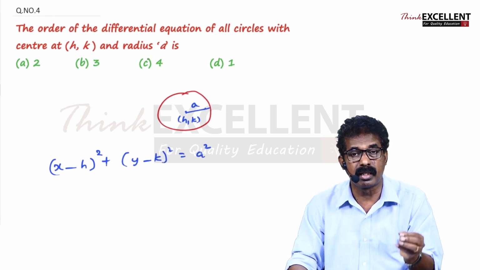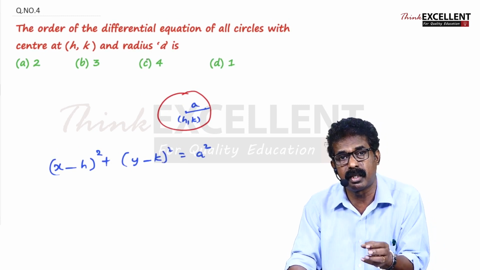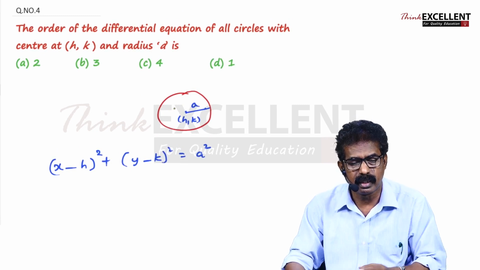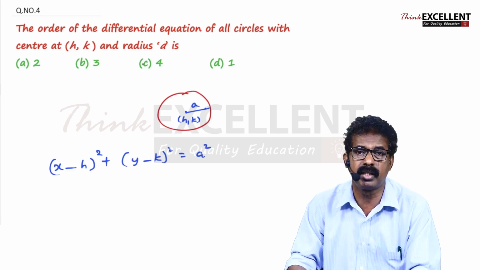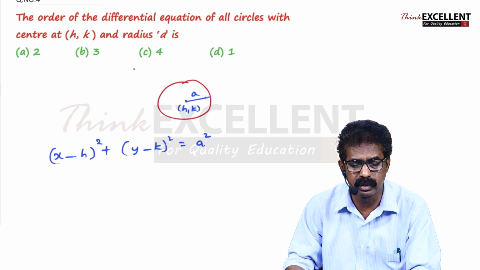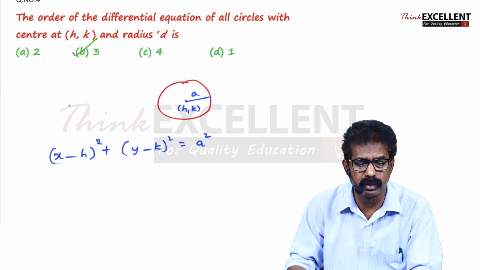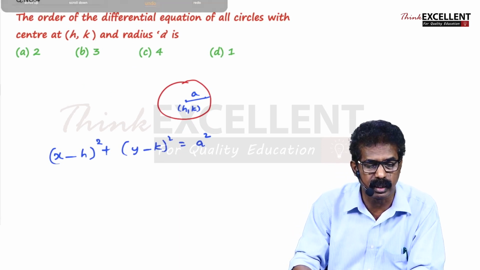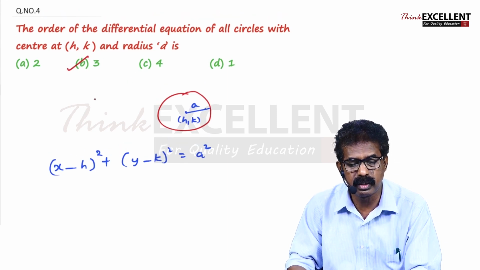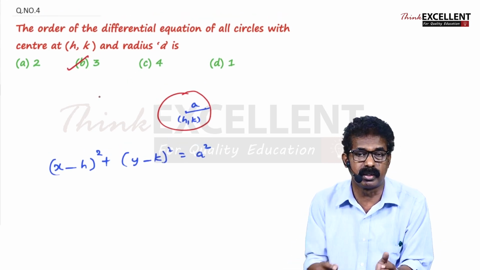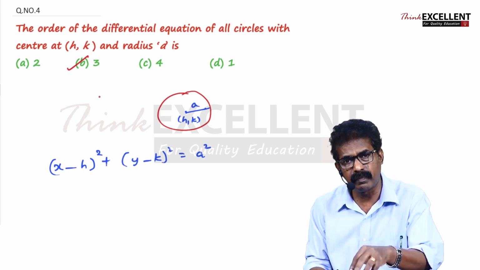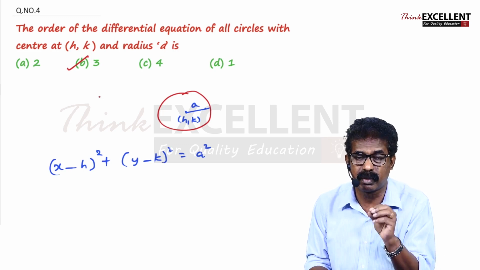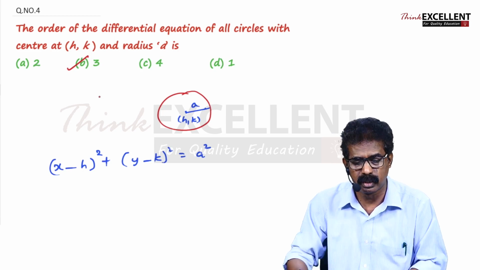If they say given radius, that means a is a constant, right? But here nothing is given like that. So h, k, a, all three you consider as arbitrary constants. There are three arbitrary constants, so you take your answer as 3. Second option is the correct one. Suppose if they say radius 1 unit, then the radius is a fixed number, only h and k are arbitrary. Or if a given radius a, then that is a given fixed value. It won't change.